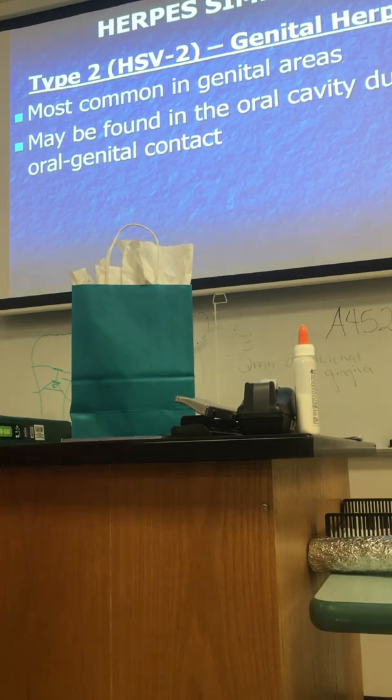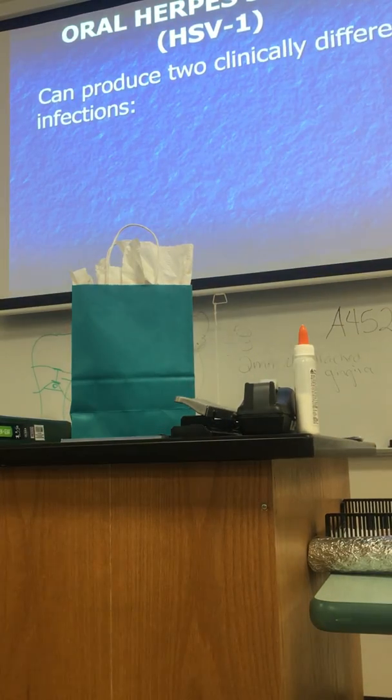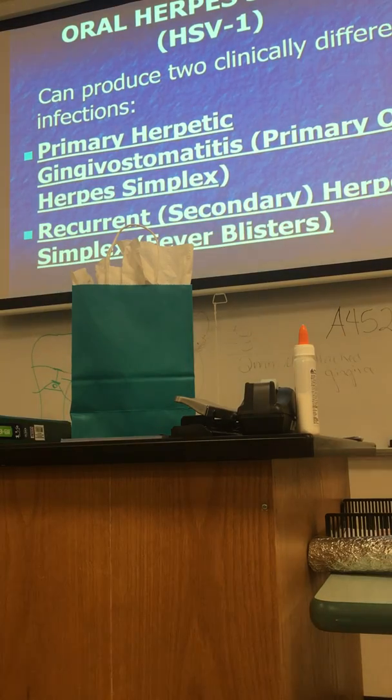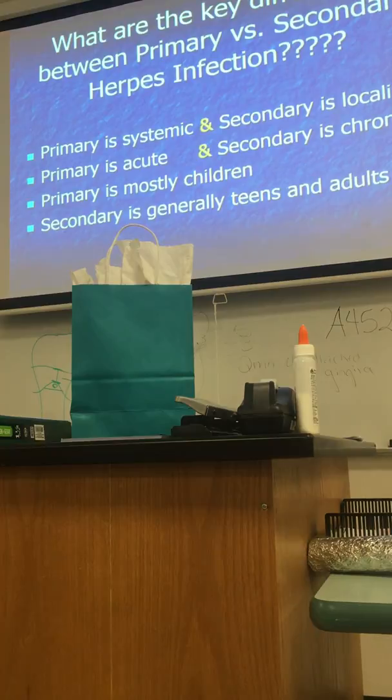Okay, so we already talked about genital ones. We have the two main oral ones: the primary herpetic gingivostomatitis, which is the primary oral one, and then the recurrent herpes simplex. I want you to commit this to memory, knowing the difference between the primary and the secondary. Primary is systemic, secondary is localized. Primary is acute, secondary is chronic. Primary is in children, secondary in teens and adults.